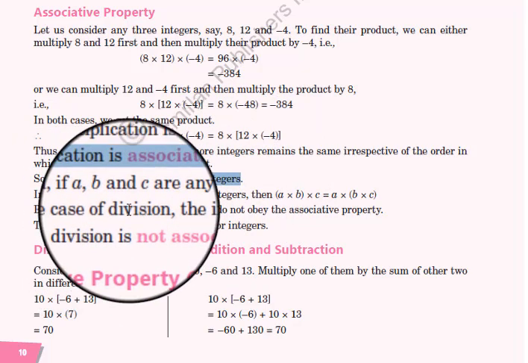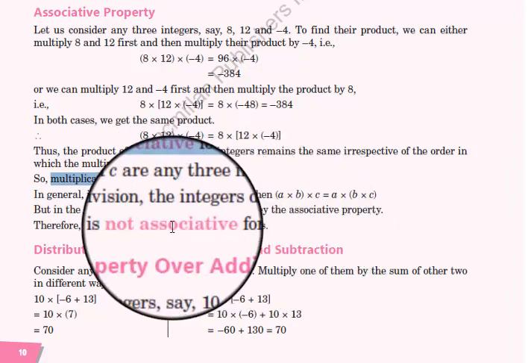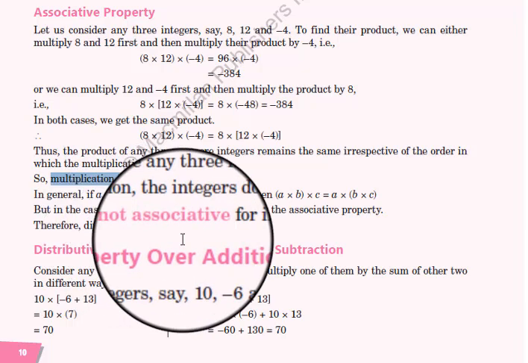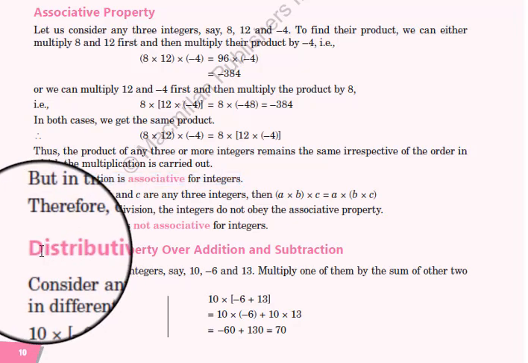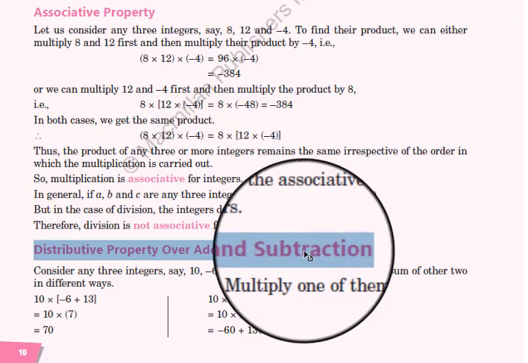But in the case of division, as we know, integers do not obey the associative property, therefore division is not associative for integers. Now we'll come to the next heading, distributive property over addition and subtraction. You have to write this heading down in your classwork copy.